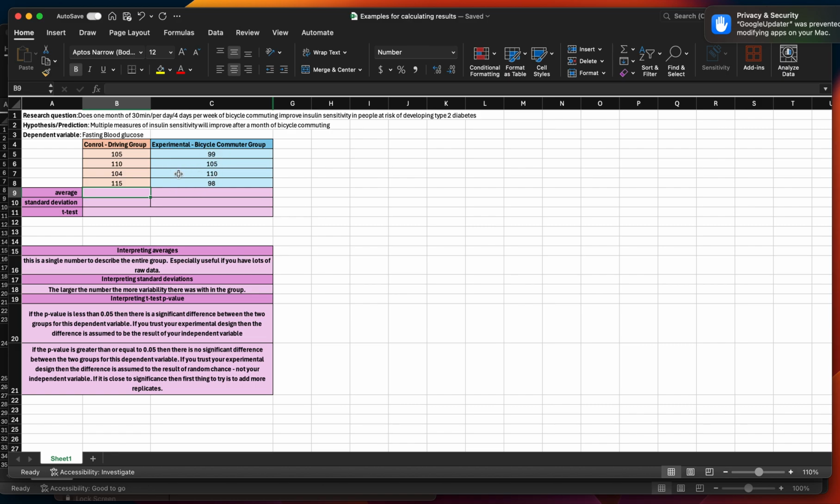I see some 90s where I don't see any 90s in control, but I do see blue had someone at 110, and that was almost as high as the highest one I see over in the driving group. And this 105 is higher than this 104 in the driving group, and it's the same as this 105. So quick look, yeah, this looks a little lower, but I certainly see some people that are just as high or higher than some of the people in the driving group.